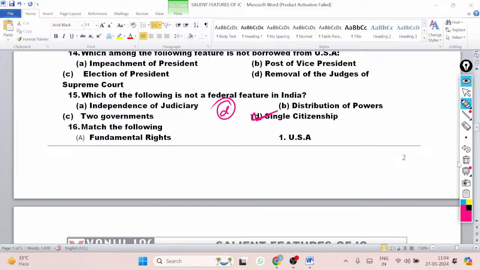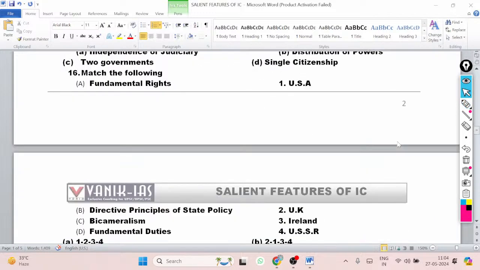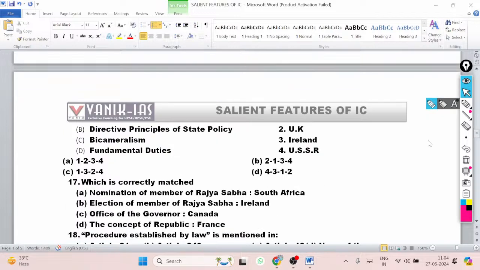Match the following sources and contents. Look at the contents: fundamental rights, directive principles of state policy, bicameralism, and fundamental duties. Fundamental rights are borrowed from USA. Directive principles have been borrowed from Ireland. Bicameralism has been borrowed from UK. Fundamental duties from USSR. So we have answer 1, 3, 2, 4. Okay, answer is C.